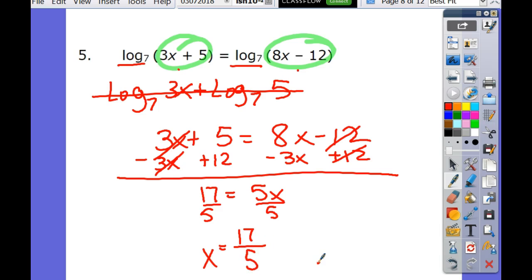Often, these problems will have fraction answers. Do not decimalize the answers. Leave the answers in fraction form, and there will often be fraction answers.